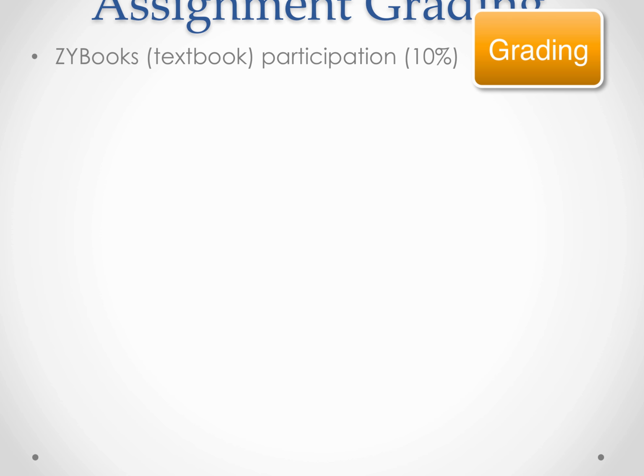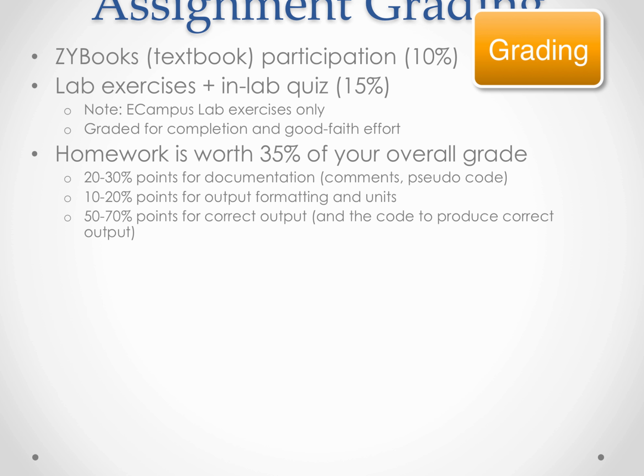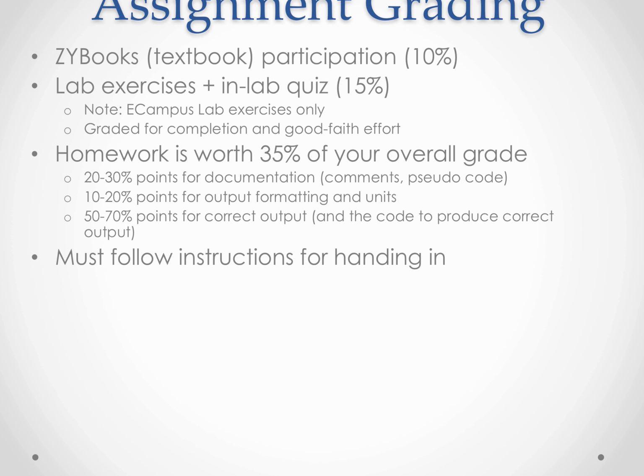So assignment grading: CUI books, 10%. There's a bunch of participation exercises you need to do on time before the lab. There are the labs themselves, which are worth about 15%, and that's the lab exercises plus the little in-lab quiz for the on-campus folks. Homework is about 35%. Roughly that breaks down into some points for comments and pseudocode, writing nice clean code, some part for just plain formatting stuff right, and then the rest is just for getting the code to do what you're supposed to do.